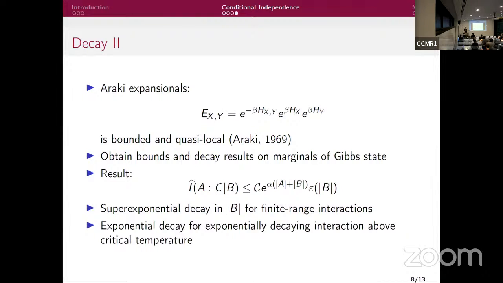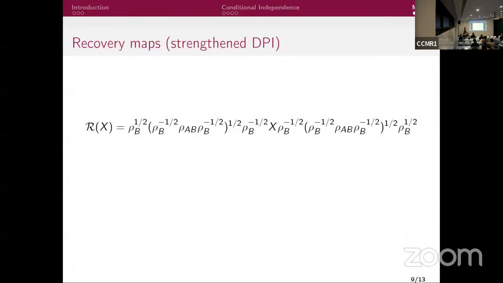This was for finite range interactions, and as I mentioned, we also have exponentially decaying interactions. In that case, the decay is only exponential, and it only holds above a critical temperature, which is in line with all results we have for 1D Gibbs states. So it's basically nothing that doesn't break down below a critical temperature for 1D Gibbs states with exponentially decaying interactions. Okay.